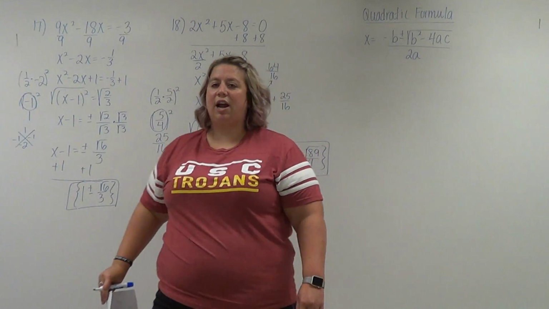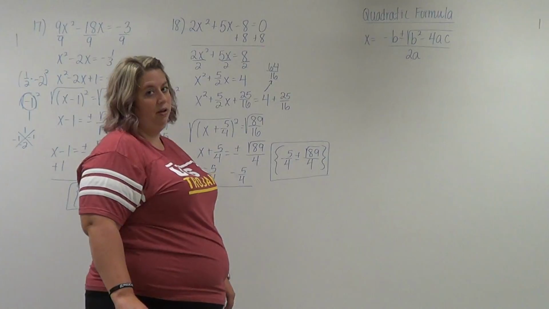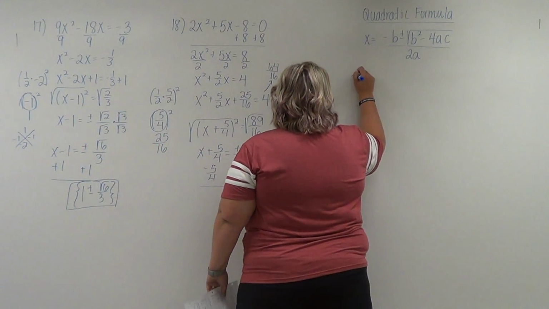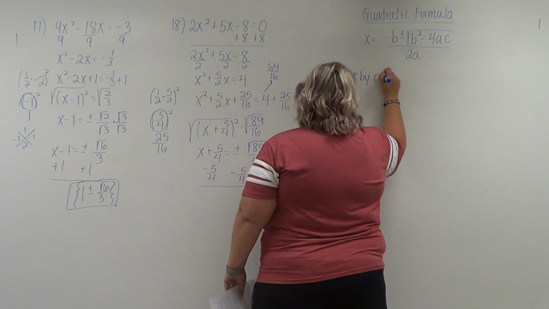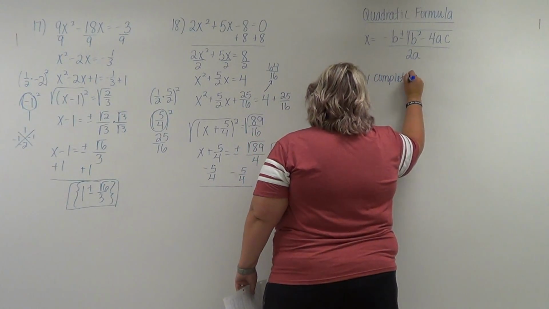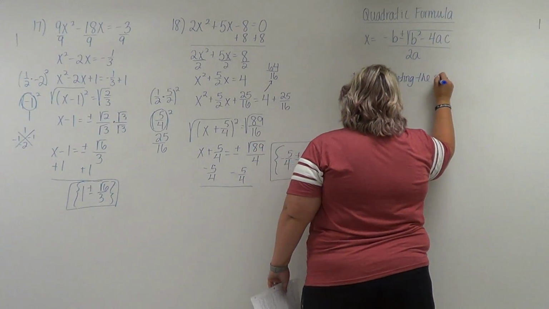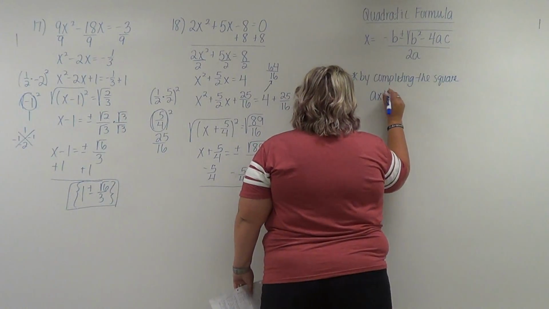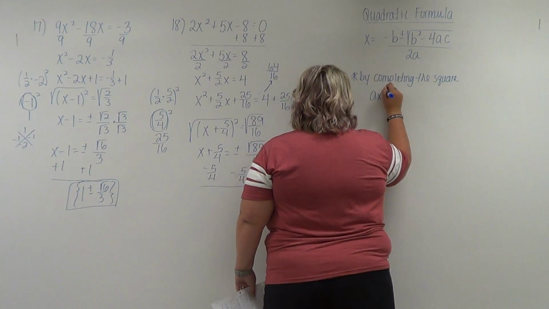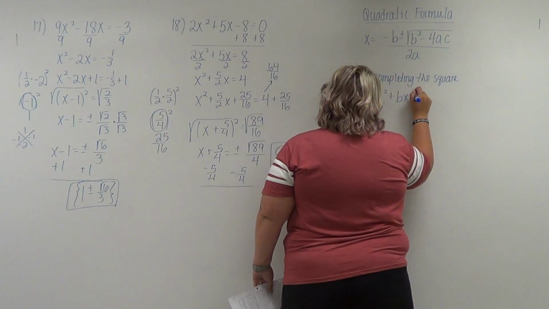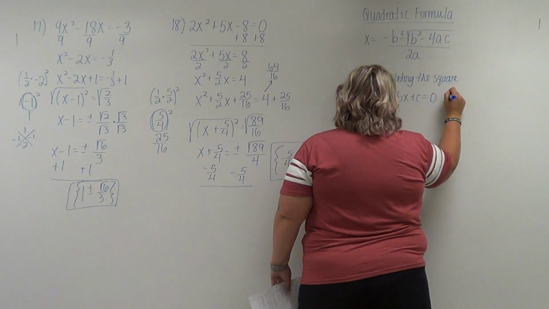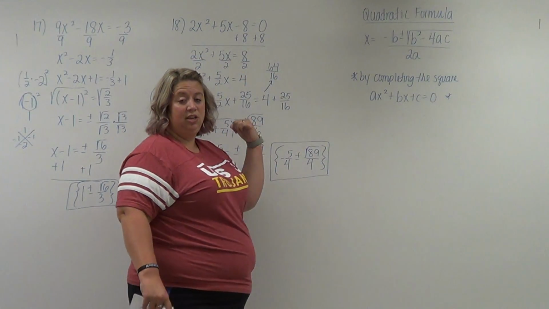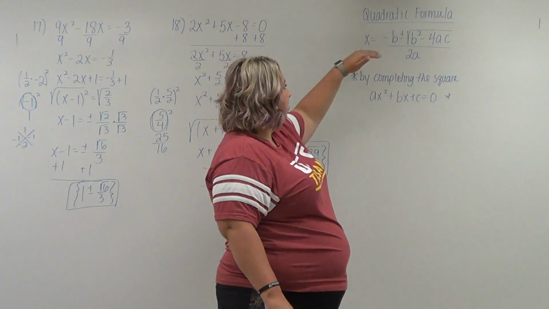Okay, last method of quadratics is the quadratic formula. Okay, quadratic formula is derived by completing the square. So what is done is this is your standard form. So it's taken standard form. When you use the method that we just did, solve by completing the square, and you solve for x, this is what you get.